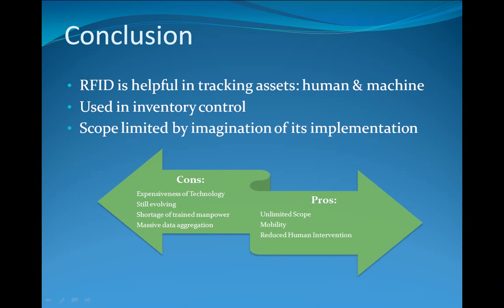The conclusion is RFID is helpful in tracking assets, be it human or machine. It is used in inventory control and scope is limited only by your imagination of its implementation. The advantages can be unlimited scope, mobility, reduced human intervention. Life is easier with RFID, isn't it, Abhishek?